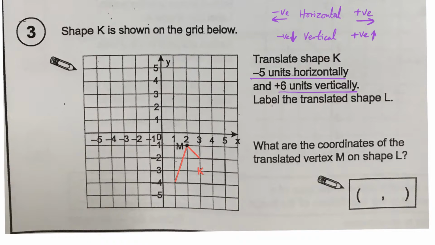So let's do this. Just pick any vertex of the shape, any point on the shape. So I'm going to start off with M here. So we move it minus 5 units horizontally, which means 5 units to the left. 1, 2, 3, 4, 5, and then 6 units vertically, which means 6 units up. 1, 2, 3, 4, 5, 6. So M will come over here.